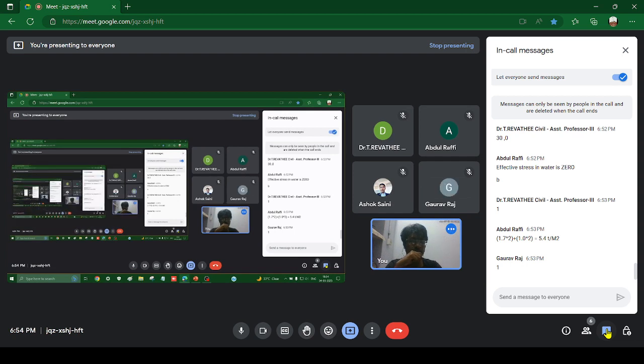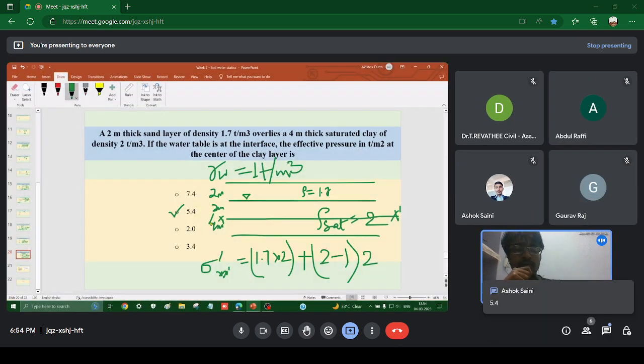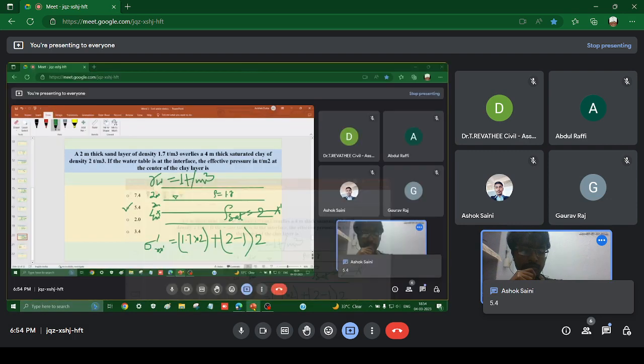Yes, weight of water is 1 ton per meter cube. The answer is 5.4 ton per meter square. Okay. Yes, 5.4.